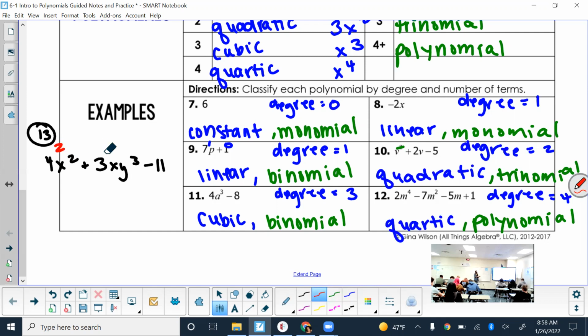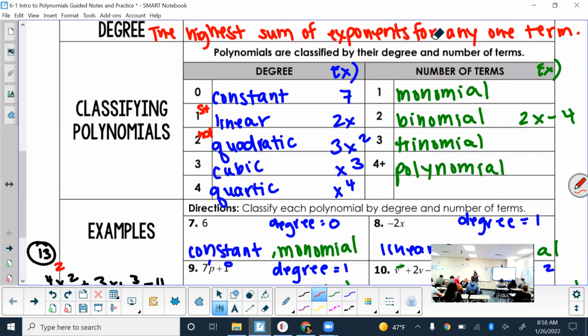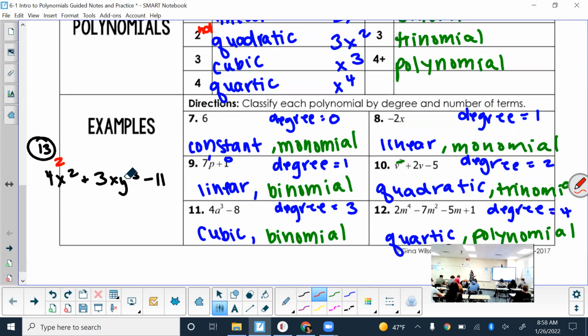And then on the middle term, we have 2 variables involved. We have x and y. So you need to add the sum of the exponents. That's what the definition says for degree. It's the highest sum of exponents for any one term. So I have x to the 1, y cubed. What's the sum of the exponents? 1 plus 3 is 4. We have x to the 1, y cubed. So 1 plus 3 is 4.